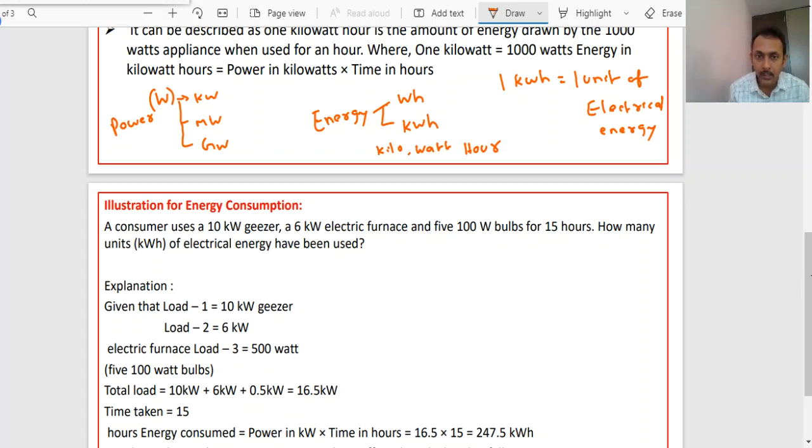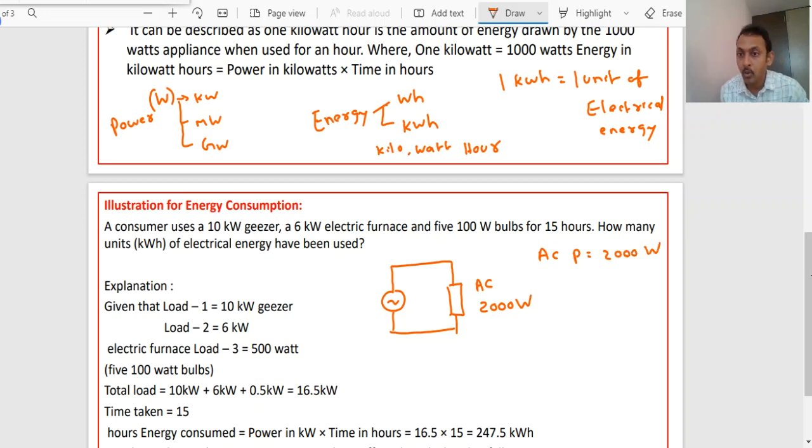For example, dear students, you are having a source and now you are having an AC, air conditioner. Its power rating is 2000 watts. Now AC power rating is how much? 2000 watts. Its meaning is once you switch on the AC, it will draw 2000 watts. Now the time period, daily you are making it on for 5 hours.